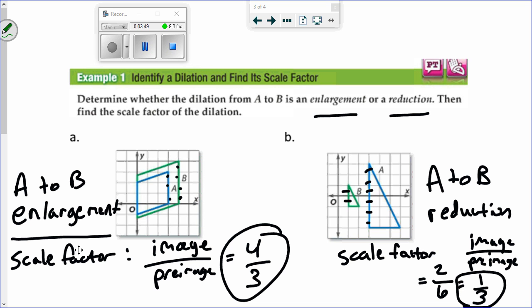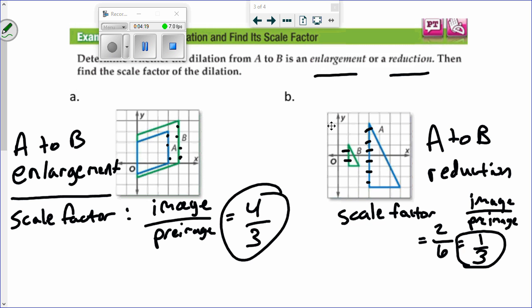Let's confirm that using the scale factor. We want to compare a corresponding side. I'm going to use this side here compared to this side here. In the pre-image, which is A, we found a length of 3, and the corresponding side in the image is 4 units. So its scale factor is 4/3.